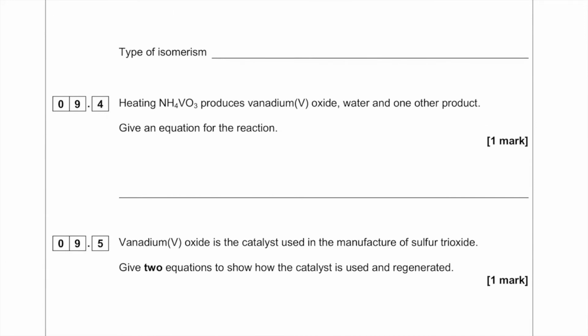9.4, heating NH4VO3 produces vanadium 5 oxide. So what's the formula for that? That is V2O5. You should know that one actually, because it's used quite a lot. Water and one other product. Give an equation for the reaction. Because we're heating NH4VO3, that's going to be the only reactant, and it's given us 2 of the 3 products. So we should be able to deduce what that is. Maybe a little bit of balancing required here too.